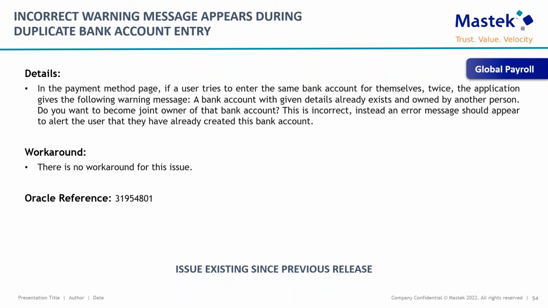Now, an incorrect warning message appears during duplicate bank account entry. When an employee tries to enter a payment method or bank account which already exists for that particular employee, the system gives a warning message like: bank account already exists and is attached to another person. Do you want to become a joint owner of that bank account? This is an incorrect message which gives wrong information to an employee. Again, this is a known issue, but there is no workaround, and Oracle is working on it.